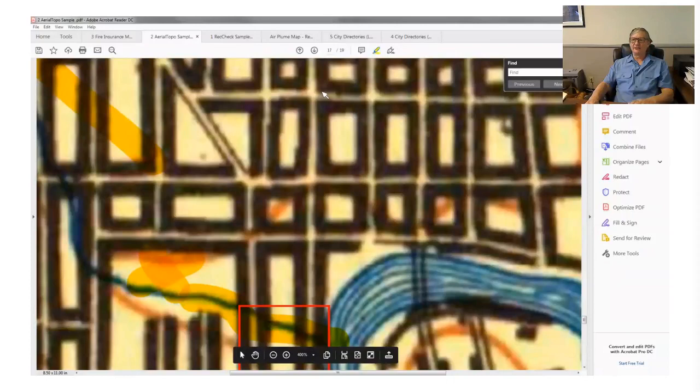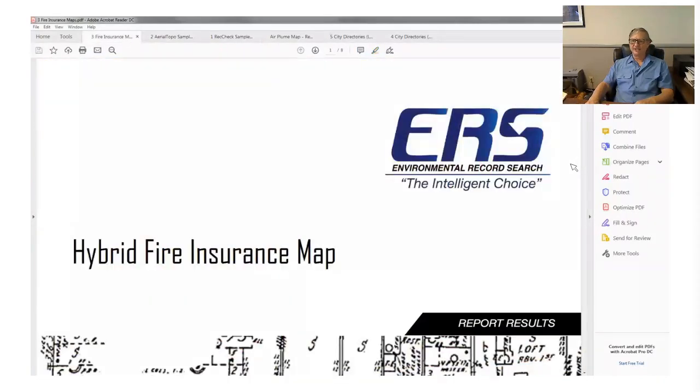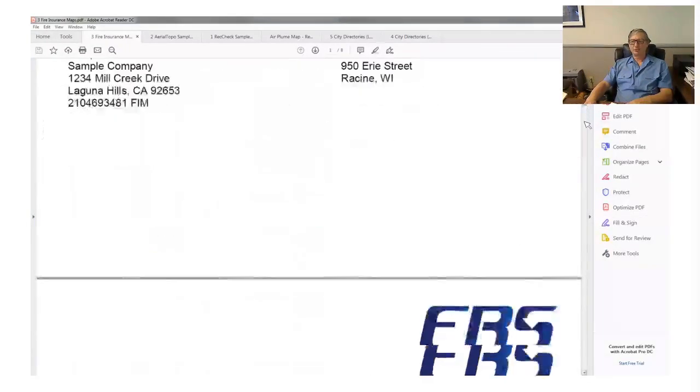Okay, that's pretty much aerials and topos. I want to do fire insurance maps next. Now, ERS does not have fire insurance maps. We use other people's fire insurance maps, and we create new ones and then put over a parcel map or a red box showing you your site. We only provide minimal parts of the fire insurance maps, only what's within a block around your subject property.